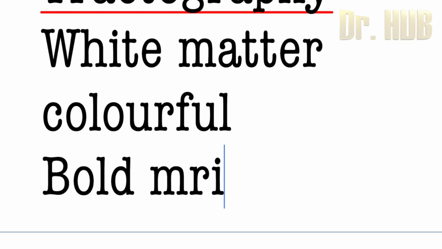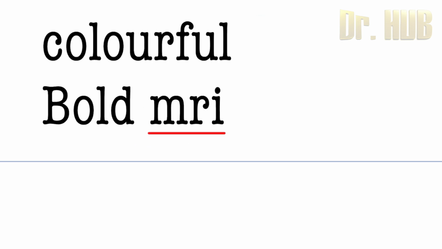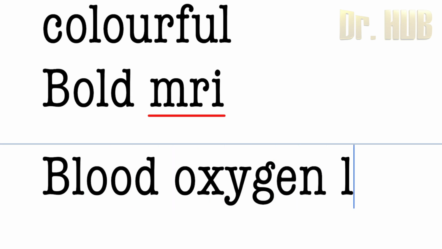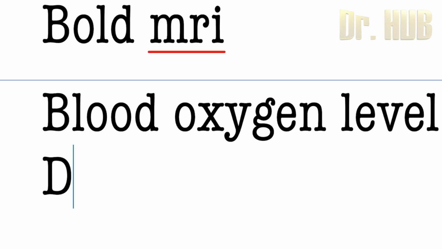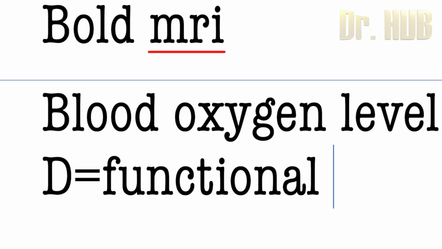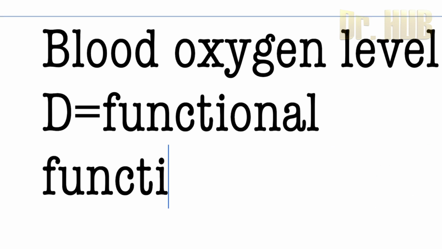Next is looking at the BOLD MRI. Under the BOLD MRI, the blood oxygen level is dependent on the MRI, so the blood oxygen level appears on the MRI. It is also known as a functional MRI. Functional MRI is nothing but the BOLD MRI, and it helps to localize the functional areas of the brain.